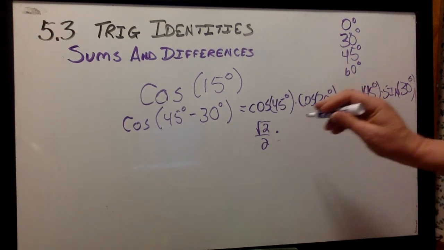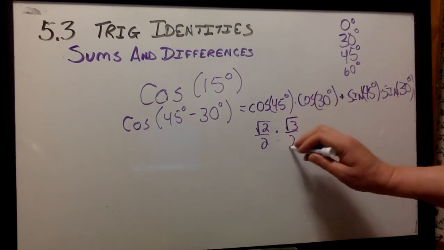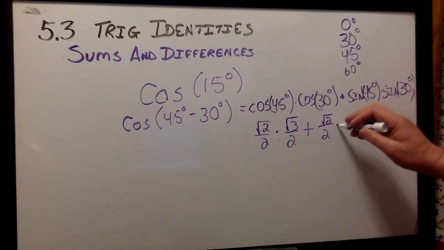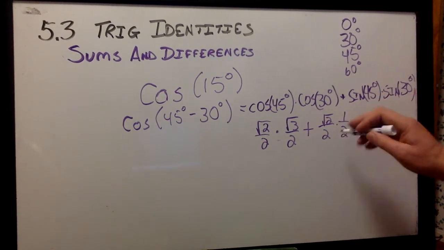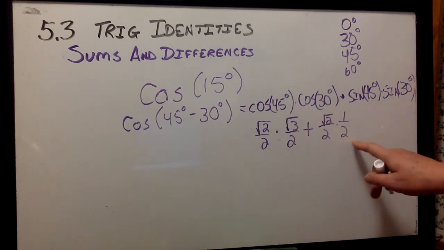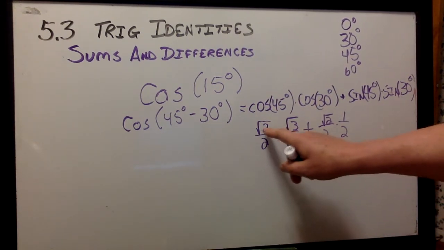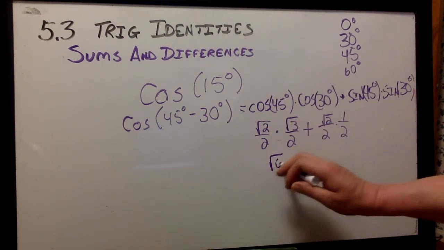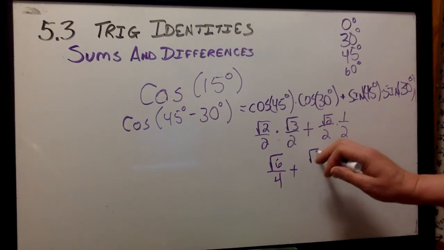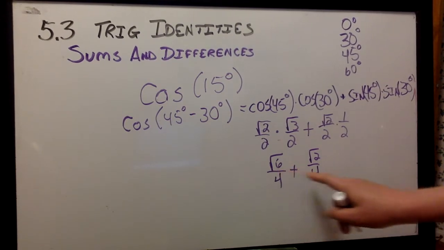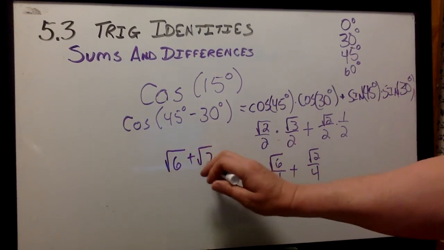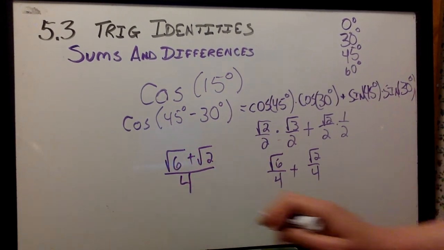The cosine of 30 degrees is the short one, the cosine is the length. That's the square root of 3 over 2, plus sine of 45 is also the square root of 2 over 2 times the sine of 30, which is a half. Don't panic too much here. As long as you show me this work, I'm happy. The square root of 2 times the square root of 3 is the square root of 6. 2 times 2 is 4. Plus the square root of 2 times 1 is the square root of 2 over 4. So these are both over 4. So the answer is the square root of 6 plus the square root of 2, all over 4.